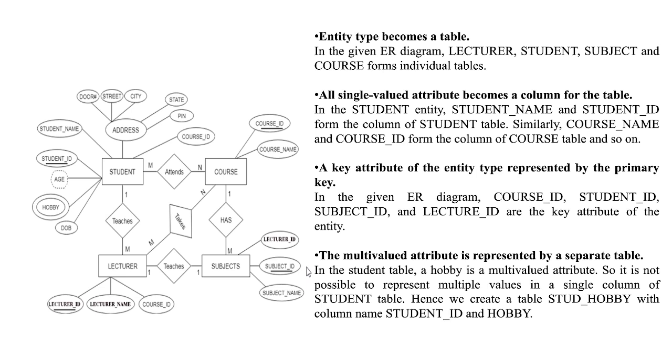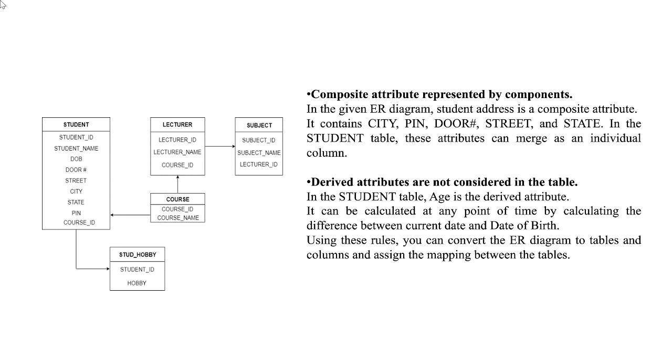Next, a multi-valued attribute is represented by a separate table. In the student table, hobby is a multi-valued attribute. So, it is not possible to represent multiple values in a single column of the student table. Hence, we create a table student hobby with the columns student ID and hobby.